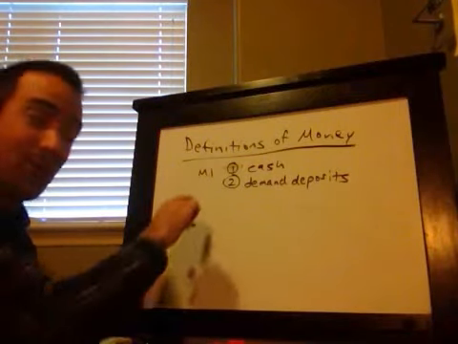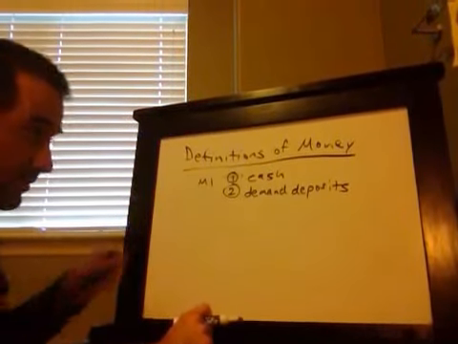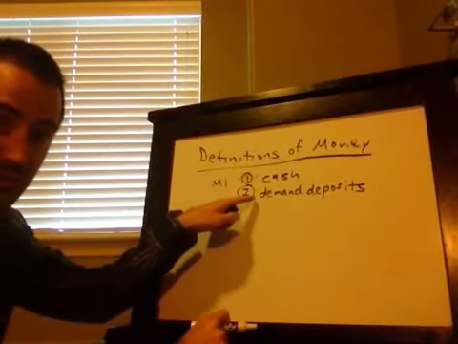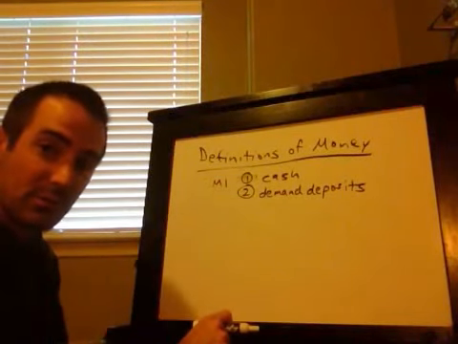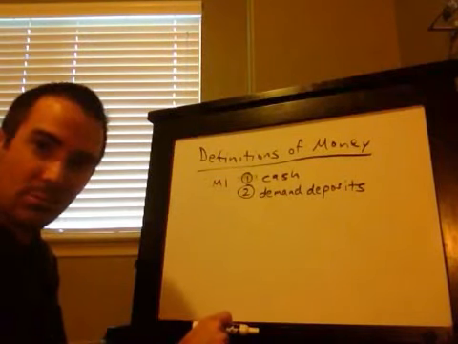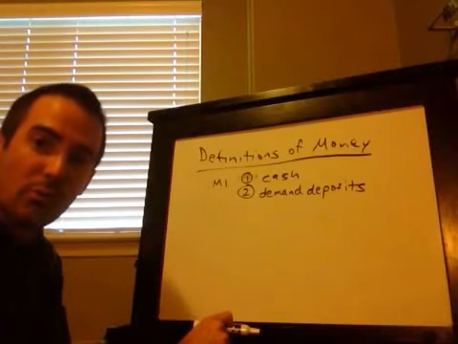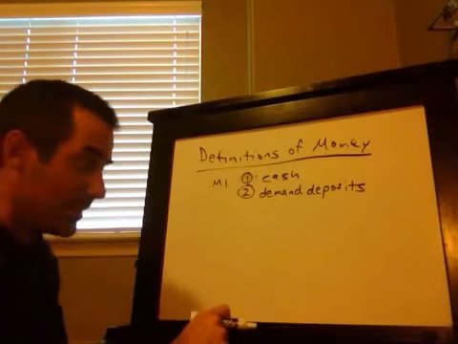All right, and by the way, just so you'll know, the biggest component of M1 is actually not cash, it's checking accounts. Most people have most of their money in the form of a checking account. Think about it. Do you have more cash in your pocket or more in your checking account? I have far more in my checking account.